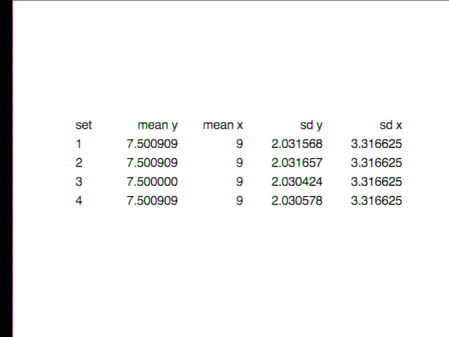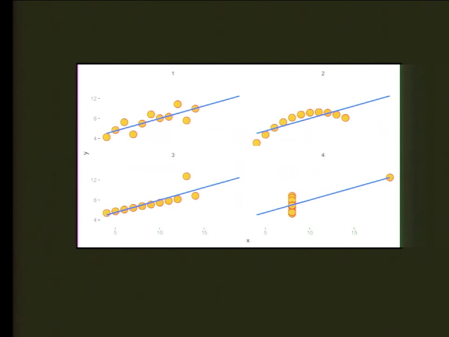For those four data sets, X has the exact same mean, the y-axis has a very, very similar mean, and the standard deviation is almost the same. Those two summary statistics would suggest that these four data sets are almost identical. But when you plot them, that's what they look like.